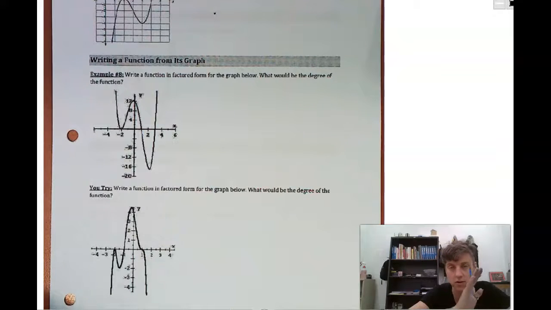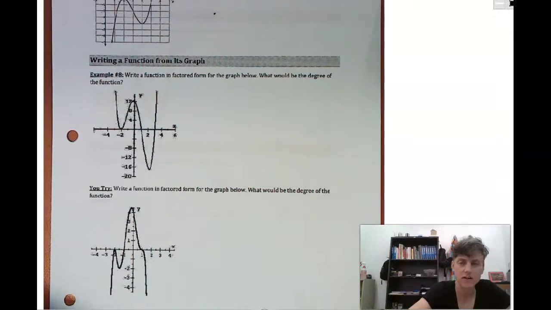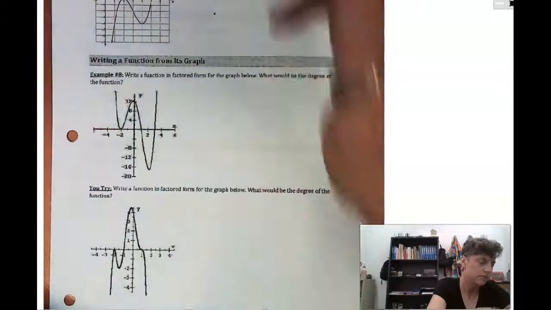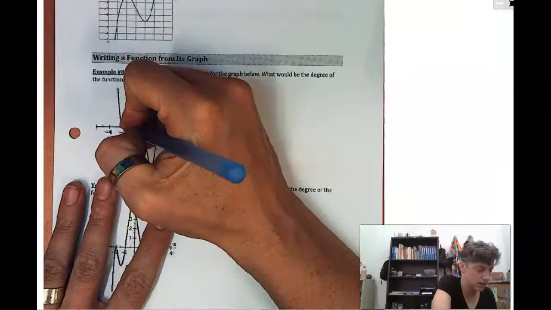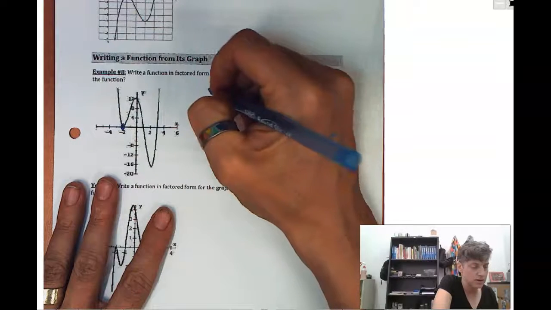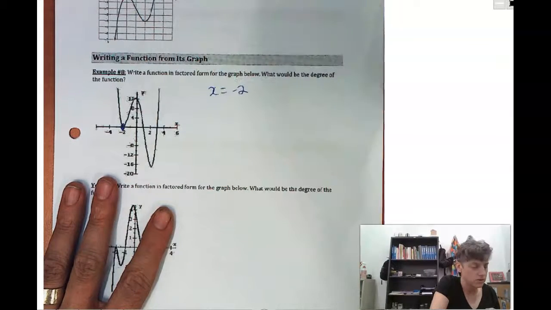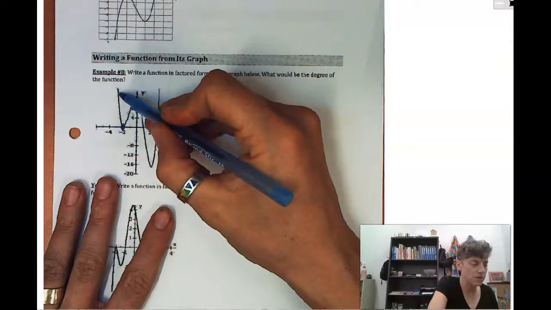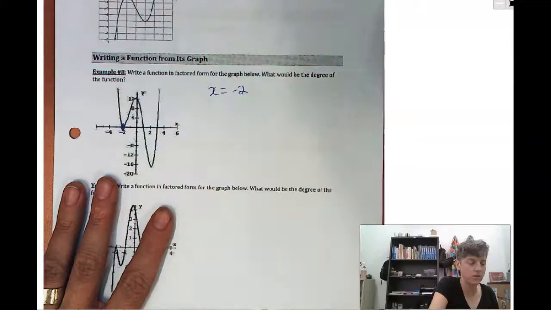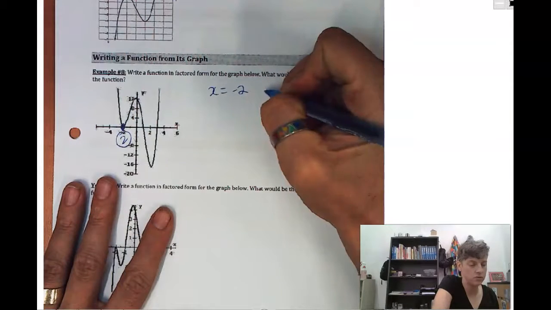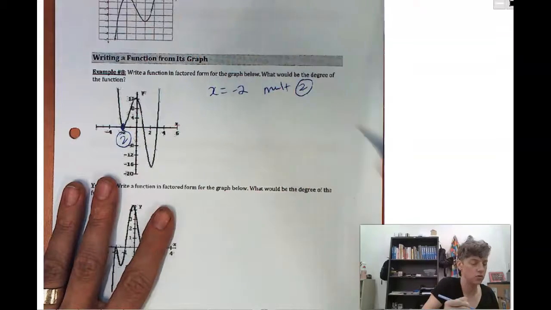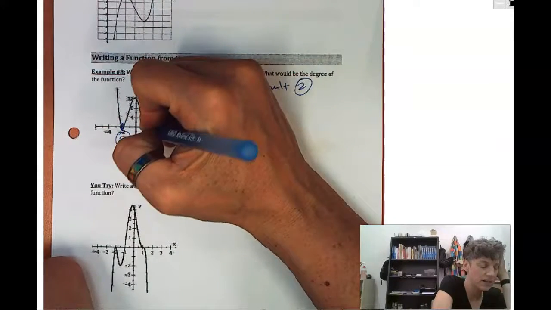Oh, thank goodness. No standard form action. Factored form, what would be the degree of the function overall? So, let's find our zeros, turn them into factors, figure out their multiplicities, and go from there. So we've got zeros here at -2. X equals -2. This one bounces off. Bing. So it must have a multiplicity of 2. We've got another 0 here at +1.